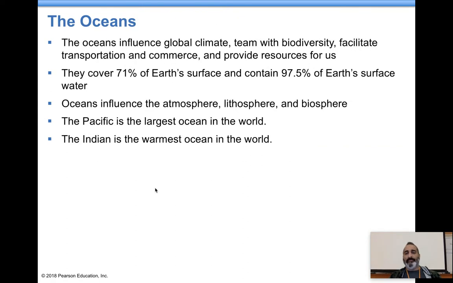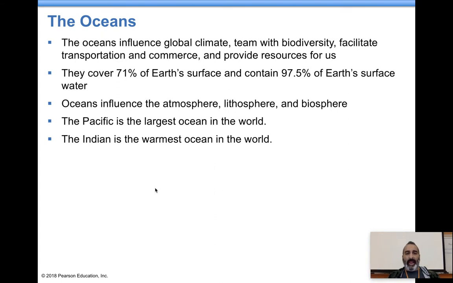The ocean. Well, a little over 70%, about 71% of the earth is covered by ocean. 97.5% of the water on our planet is salty. The oceans influence so many things on our planet. In case you don't know the oceans: the Pacific, the Atlantic, the Indian, the Arctic, and the Southern Ocean. Those are the oceans, in case you don't know them.